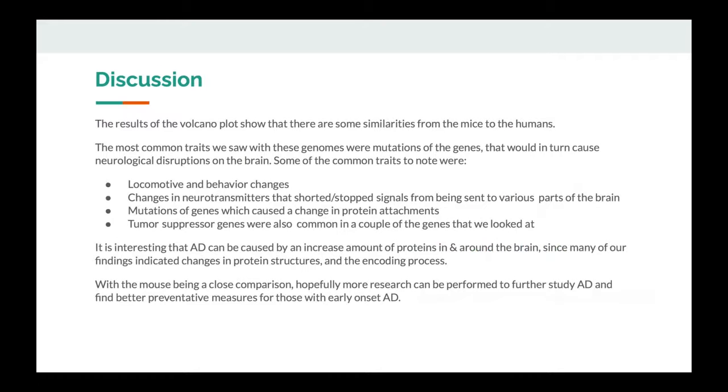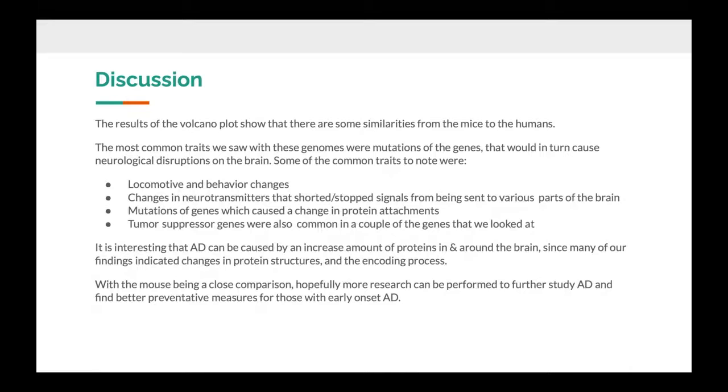For our discussion, the results of the volcano plot show that there are some similarities between the mice and the humans. This can be really helpful with further research and trying to find more information about Alzheimer's disease. The most common traits that we saw with these genomes were mutations of the genes, which would cause neurological disruptions in the brain.